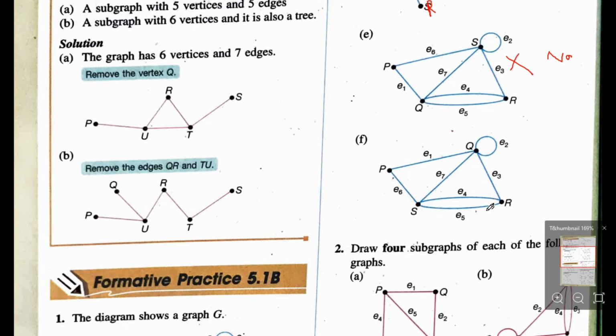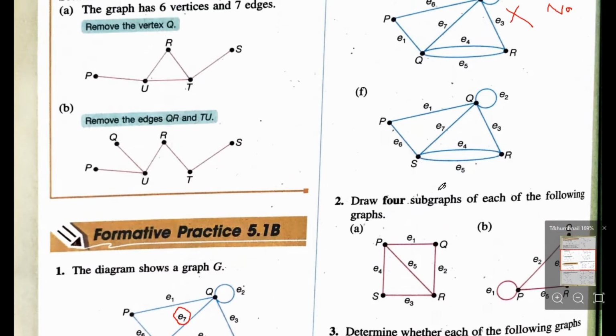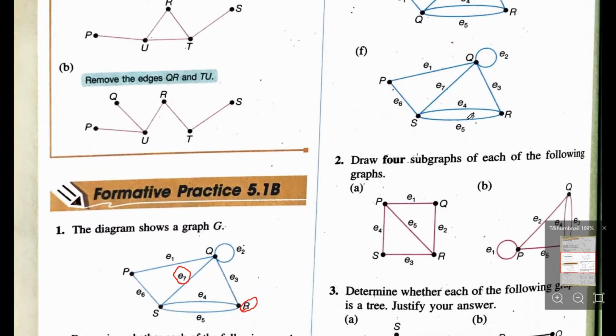F, PQRS, clockwise, PQRS, yes. Then you compare the edges. E1, E1, E2, E2, E3, E3, E4, E5. Okay, E7, E6, E7, E6, yes. So this is the subgraph for graph G.